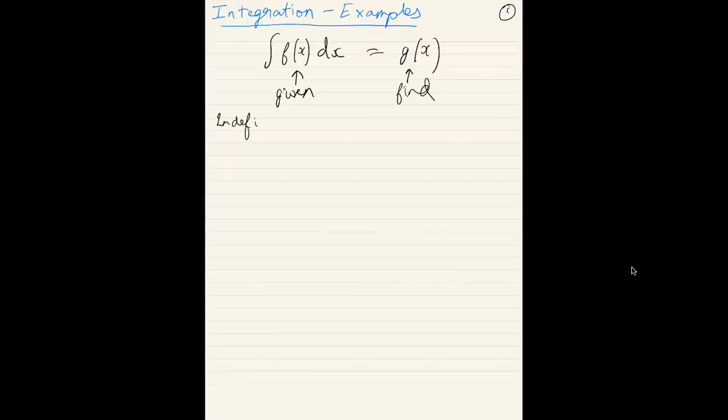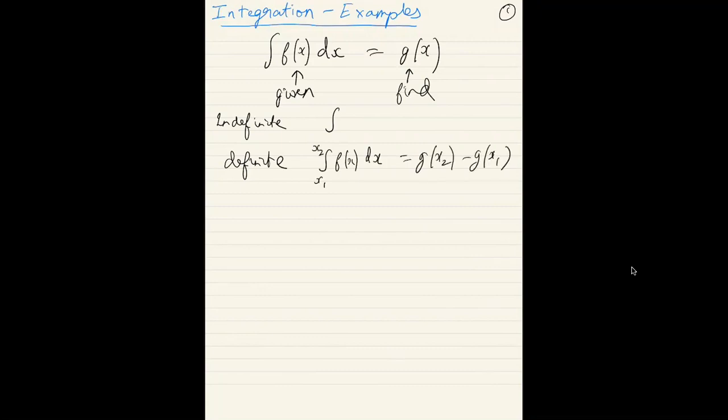There is the indefinite integral and there is the definite integral. The difference between them is that the indefinite integral has no limits on the integral sign, while the definite has limits going from, say, some value x1 to x2. That would be given by g of x2 minus g of x1, while the indefinite integral is written as the integral of f of x dx equal to g of x plus some constant c. We never care about what this constant is. We just write it as an unknown constant.